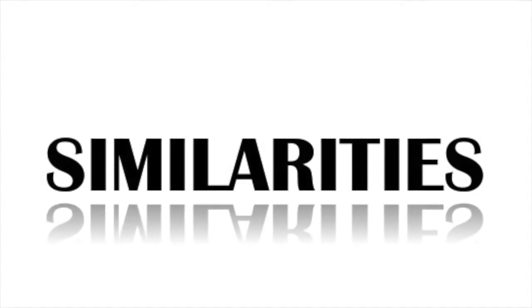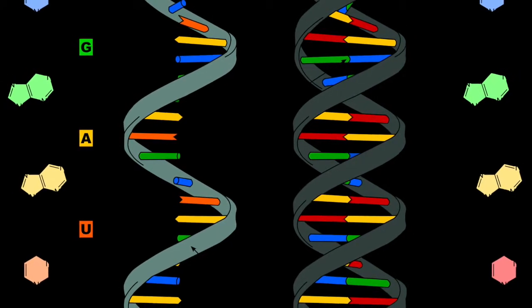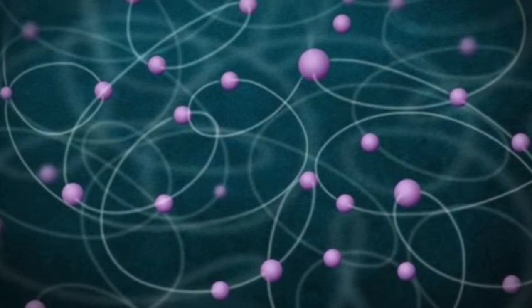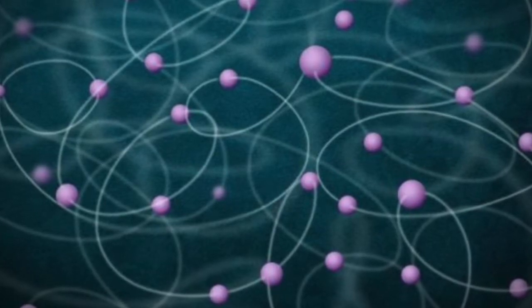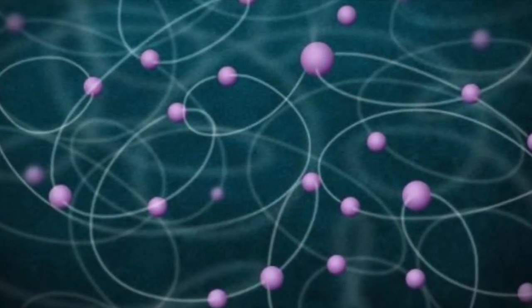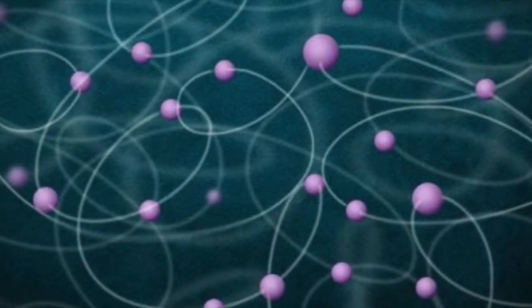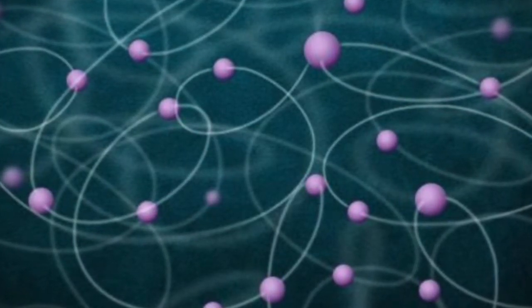The similarities between DNA and RNA are that they both are polymers of nucleotides, they are both nucleic acids, and they are both macromolecules, meaning that they are created by polymerization of smaller subunits, known as monomers, and they are composed of thousands or more of atoms.